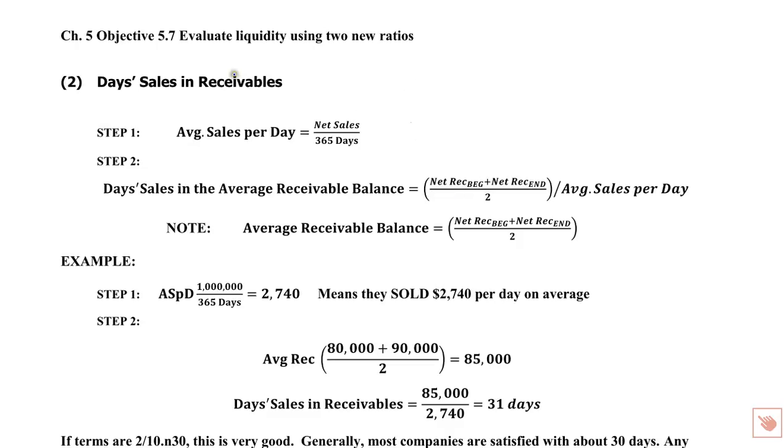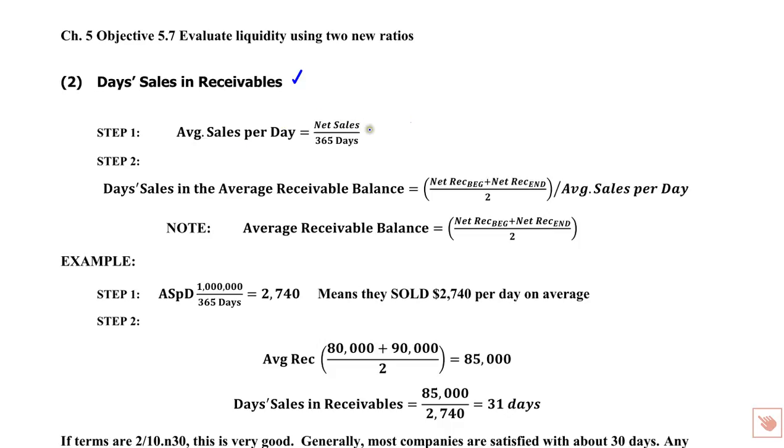Another way to measure liquidity is to see how fast the cash is coming in from receivables. It's called days sales in receivables. How can you think of that? In your current receivables, how many average days of sales are in there? In other words, it gives you an idea of the number of days it's taking you to collect your accounts.